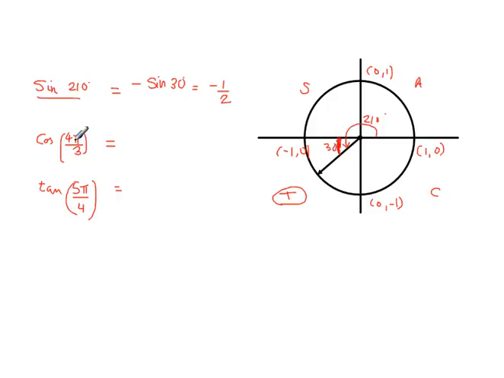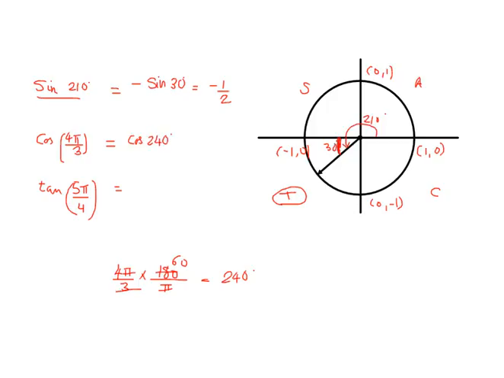If you have been given the angle in radians, you convert them into degrees. To convert radians to degrees, you multiply it by 180 upon pi. Pi cancels. 3 sixes are 60, 6 fours are 24. 240 degrees. So cos of 4 pi by 3 is same as cos 240.